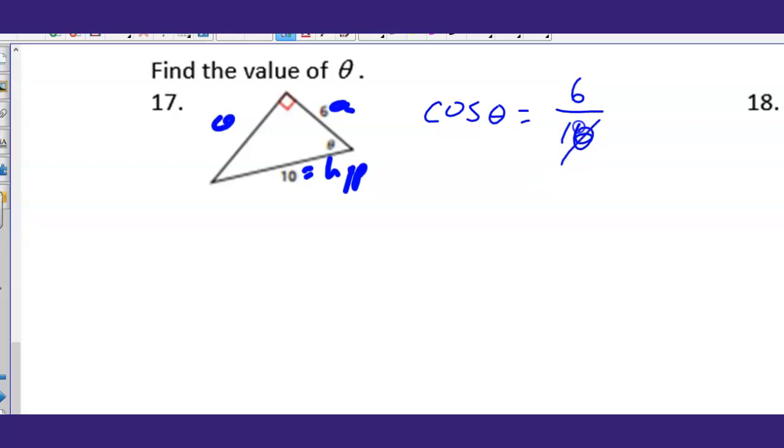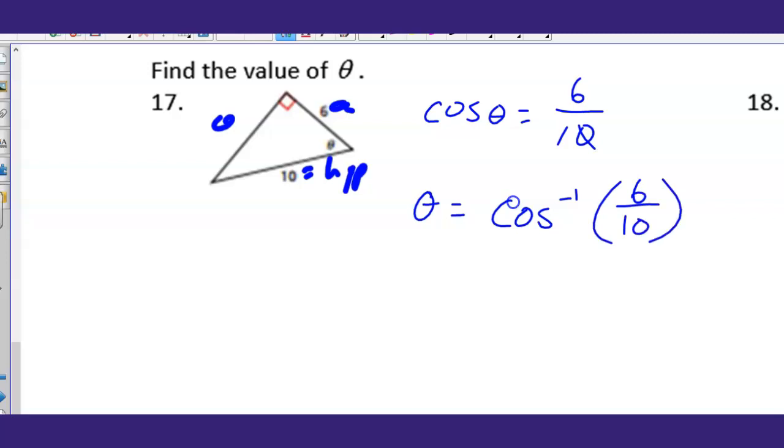Oops, 10. Sorry, guys. 10. But we cannot find the cosine of theta. What we got to do is use the inverse of cosine to isolate theta. And what we get is 53.1 degrees.